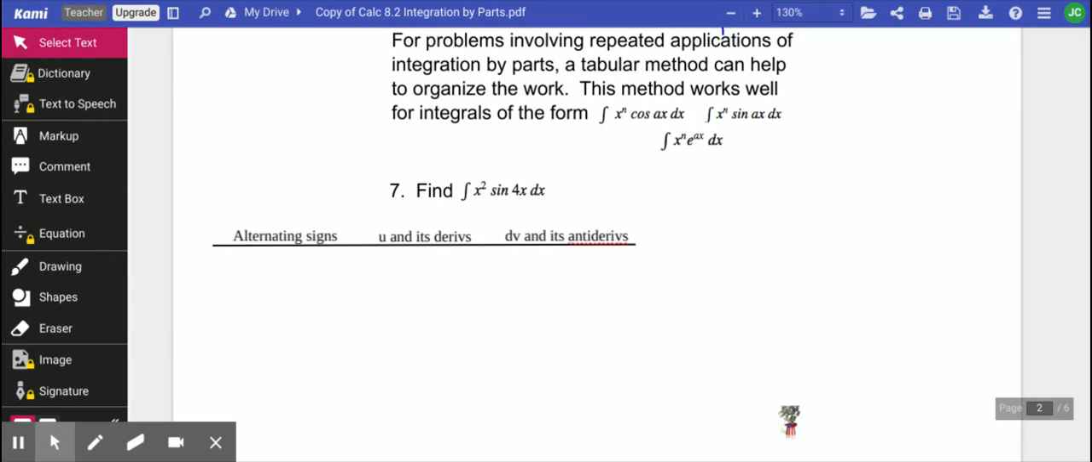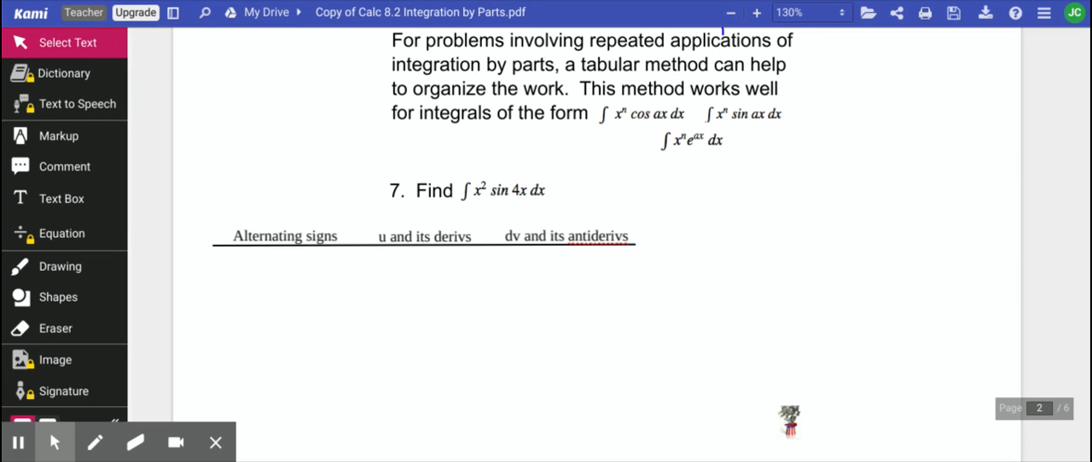So sometimes when you look at a problem, you can tell that it's going to require integration by parts more than once. We call that repeated applications of integration by parts. Things that will do that are cosine of something and then x to a power, the same thing with sine of something and x to a power, and also e to the x and x to a power. Anytime you see those, you're going to have to do repeated applications, usually however many times the power of x is. And we saw that in the last two problems.